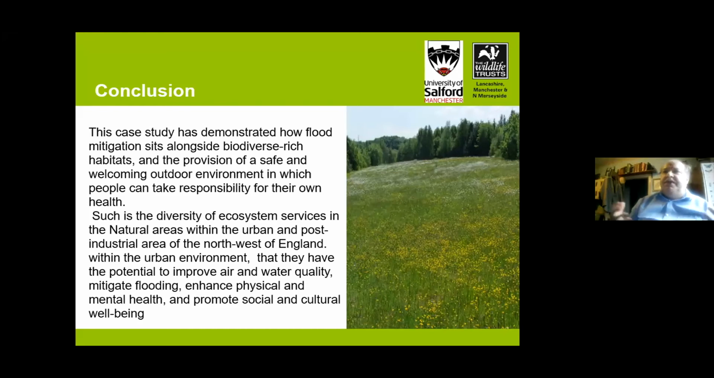There's the opportunities within this biodiverse landscape to do these things, and it's all within the industrial and post-industrial areas of the northwest of England, places that were only 10, 20 years ago covered in grey colliery spoil, with antisocial behaviour, tipping, and lots of sort of deprived communities. So we've got that opportunity to promote the social and cultural well-being of the population locally in the Greater Manchester, Wigan and Merseyside area. So thank you very much for listening.